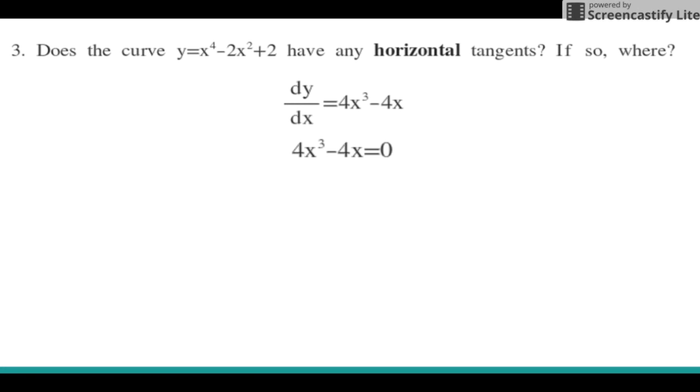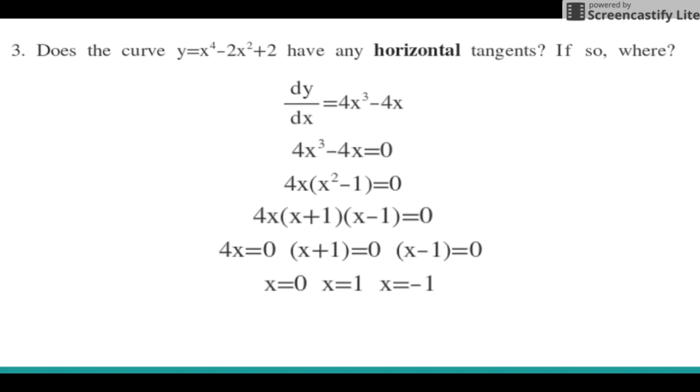We're going to factor that out completely, and we end up with x equals 0, x equals 1, and x equals negative 1. This answers the first question asking if there are any horizontal tangent lines. Yes, the curve does have a few horizontal tangent lines. It has 3 to be exact.